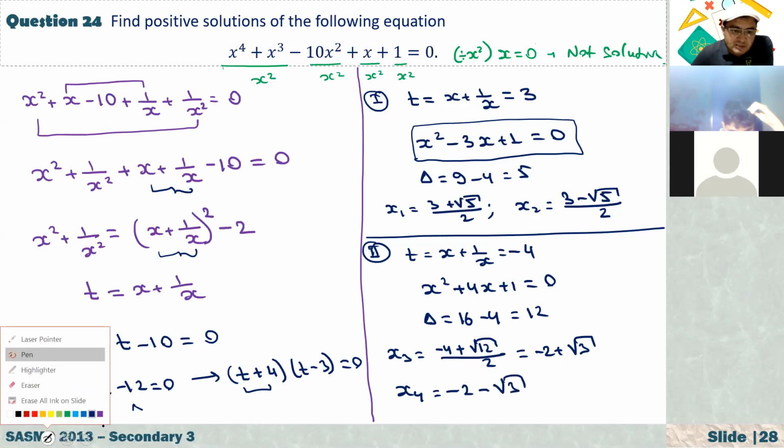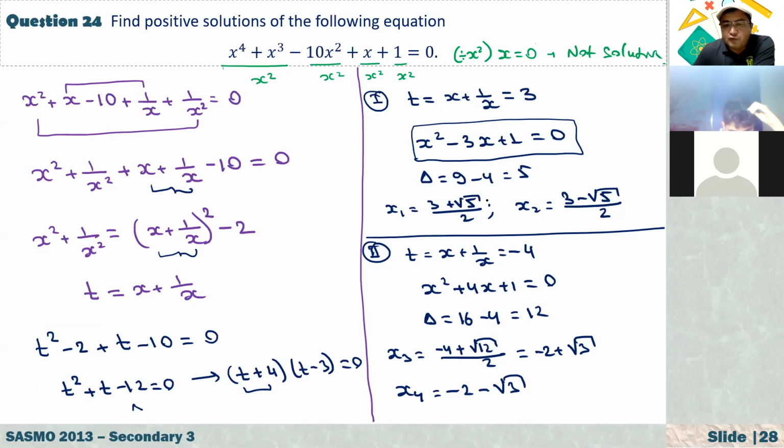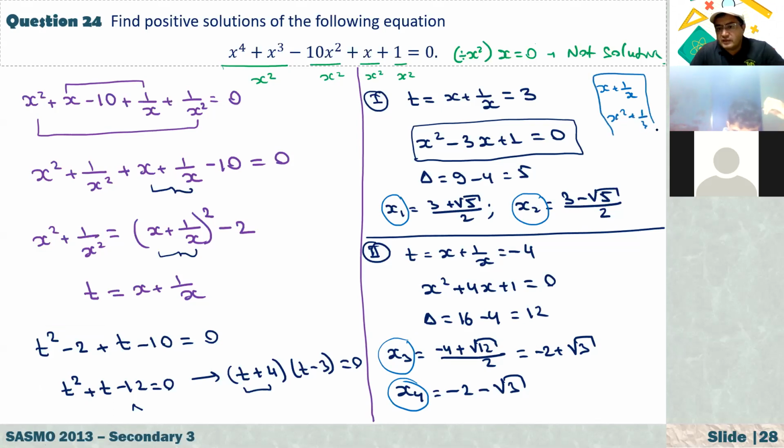So altogether, this equation has 4 solutions: number 1, number 2, number 3 and number 4. Why am I showing this here? Because last time we just saw the question of expressing x plus 1 over x and x squared plus 1 over x squared. Just using this idea, we have to solve this equation in this case.